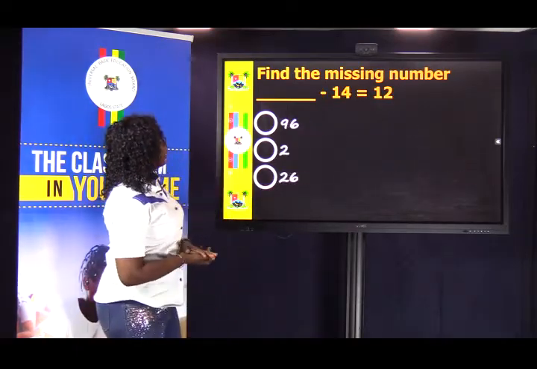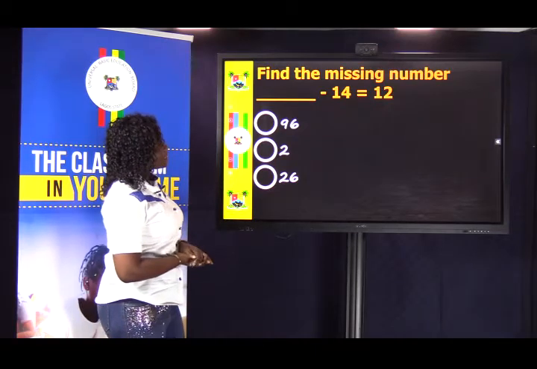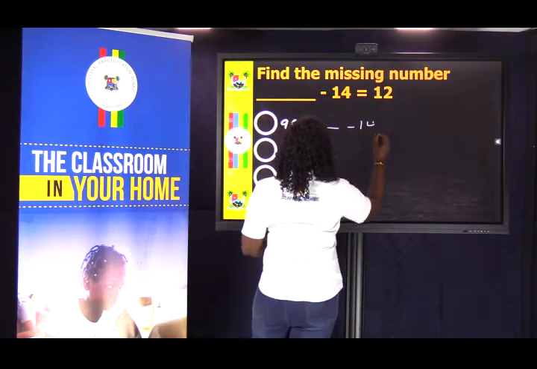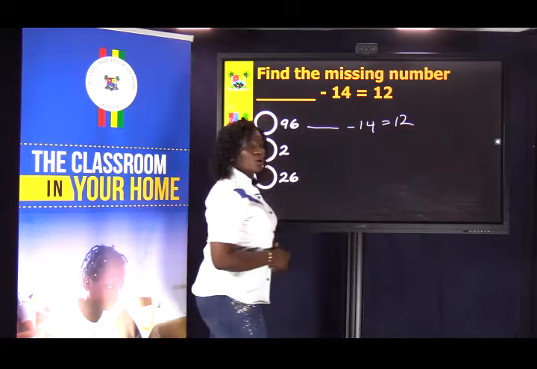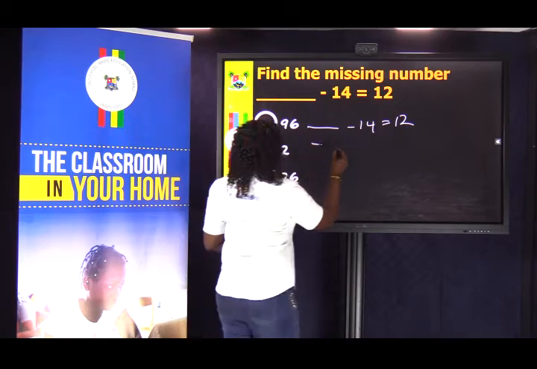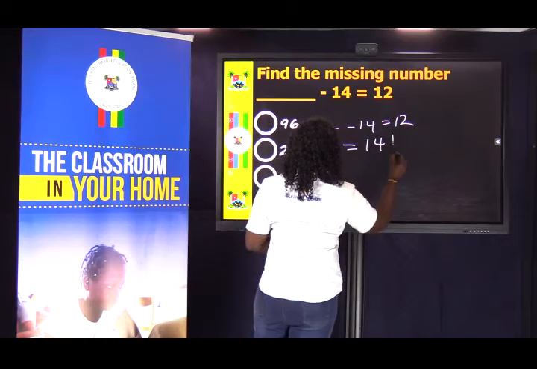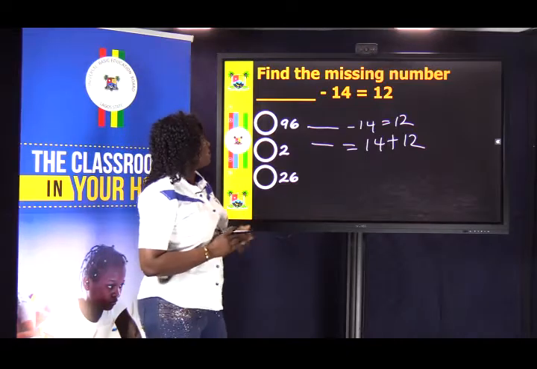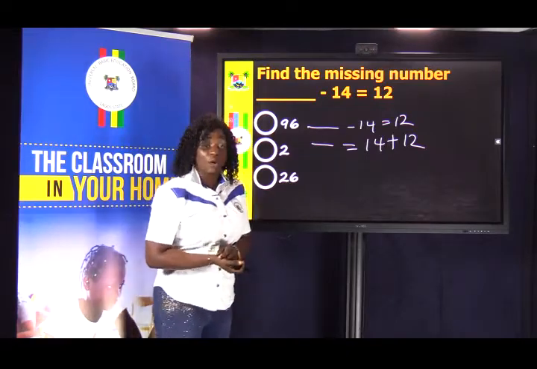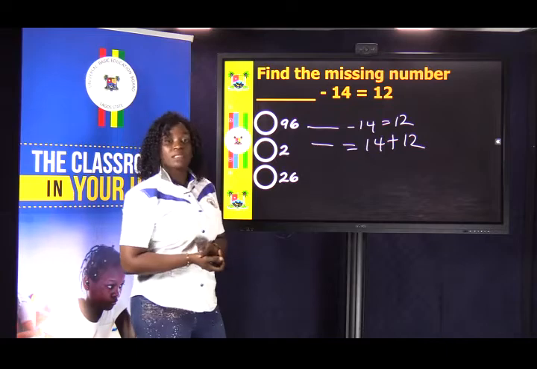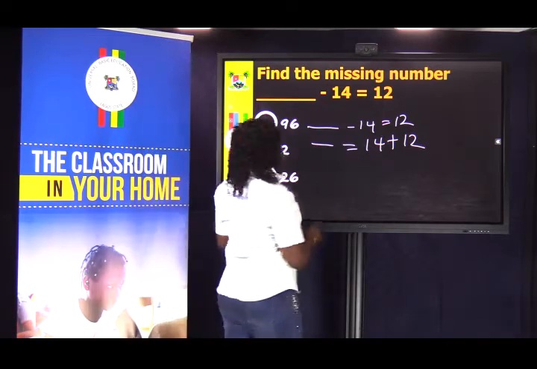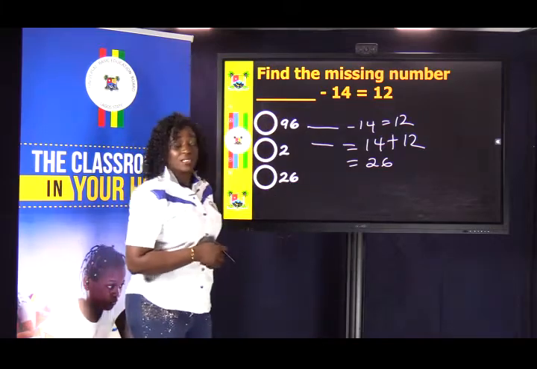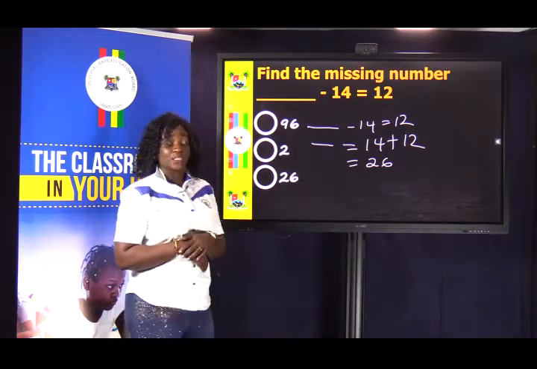Find the missing number. Dash minus 14 is equals to 12. What do we do to get dash? Dash is equals to 14 plus 12. Remember, when the minus sign crosses the equal to sign, it becomes plus. So 14 plus 12 is equals to 26. So it means that dash is 26. Our missing number is 26.